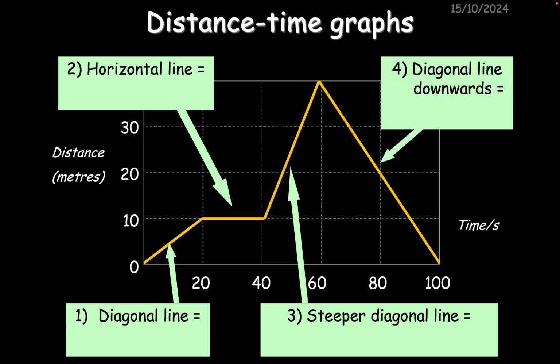And finally, the diagonal line downwards means that you're returning back to your starting position where you were at 0 distance. Okay, in other words, you're walking back home. It could be considered that way. Okay. All right, so it does give you something about the direction by having the line go back down to 0.